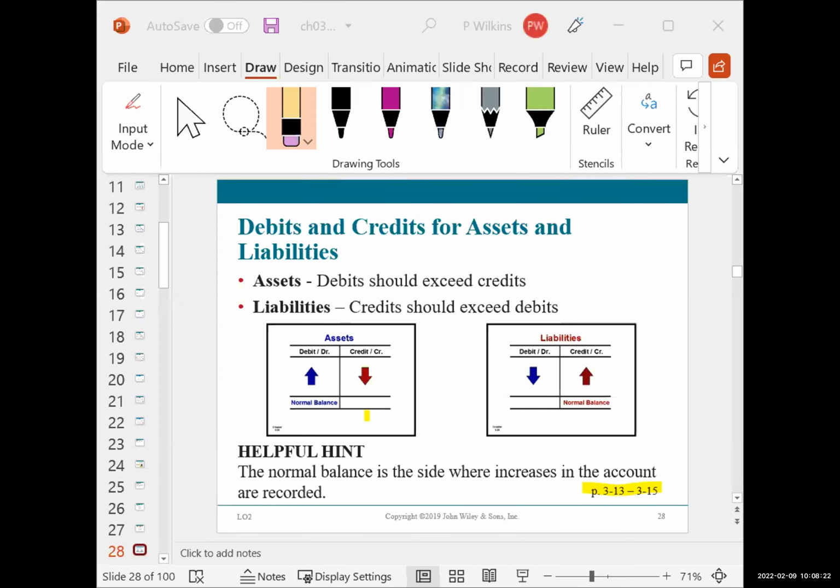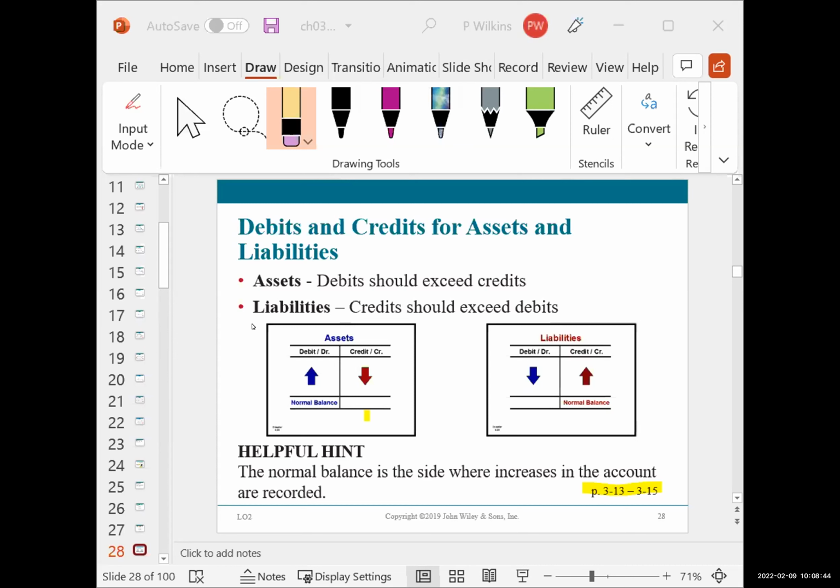Okay, so when we're looking at the accounts, as I said, all of the accounts have a normal balance side. And the way you make an account go up is to do what the normal balance is. So if it normally has a debit balance, you debit it to make it go up. If it normally has a credit balance, you credit it to make it go up. And then you do the opposite to make it go down.